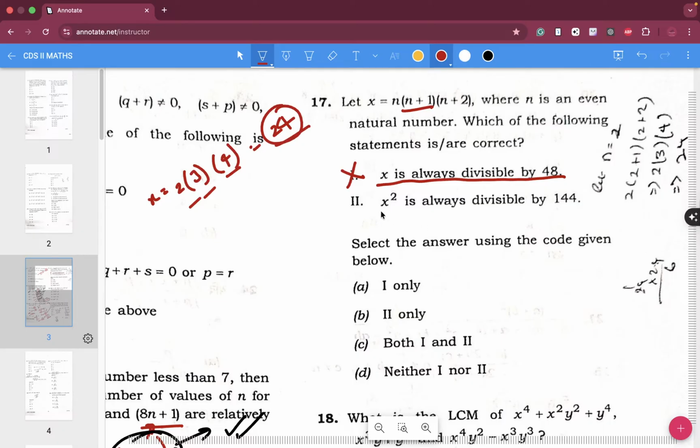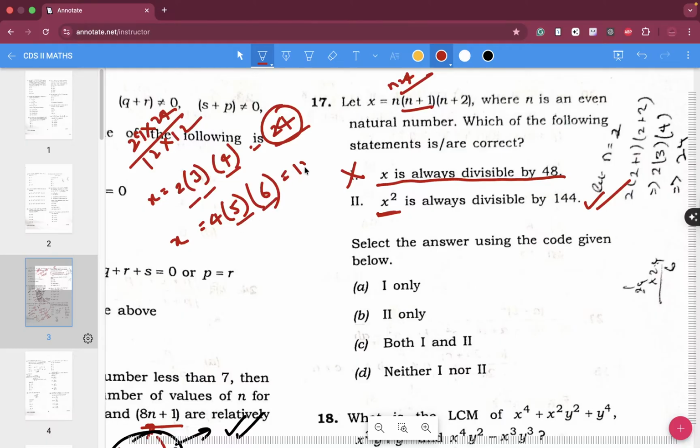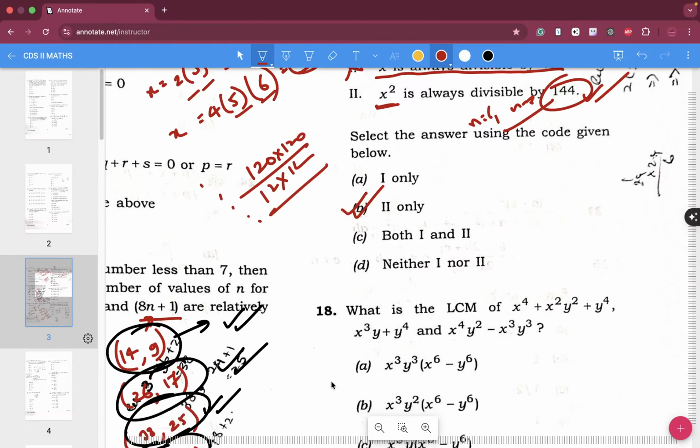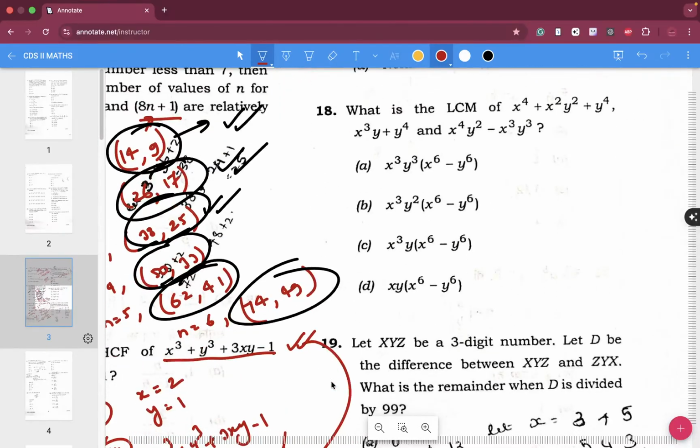Then x square, which means 24 into 24. Is it divisible by 144? Yes, absolutely, because 144 is nothing but 12 into 12. Now if I take n is equal to 4, which is 4 into 5 into 6, that is 120. This is the value of x. So x square is 120 into 120, which is obviously going to be divisible by 12 into 12. Similarly, if you choose n is equal to 6 or n is equal to 8, you will find that it holds perfectly fine. So for question number 17 we go ahead with B as the answer, only 2.